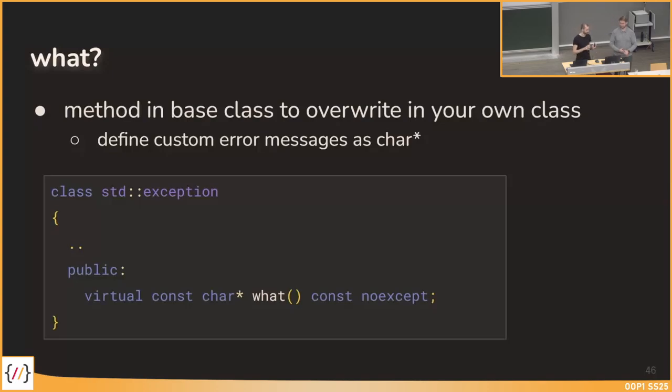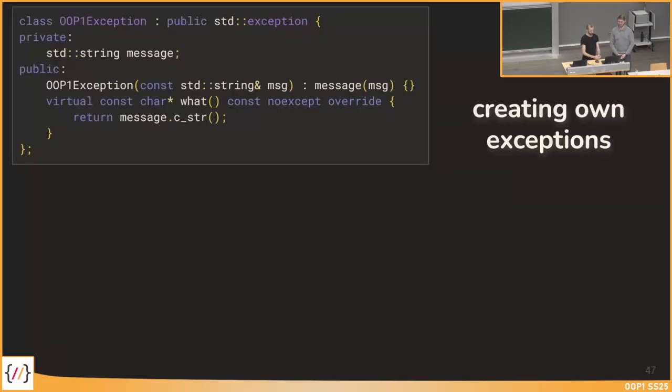There is so much functionality already there, so we want to reuse it. But what we have to do is use this what method. So when we create our own OOP1 exception, we can create a class OOP1 exception. We want to inherit it from the std exception class. We create maybe a private member because we want to have a specific message for our user.